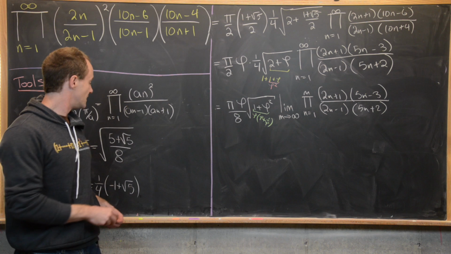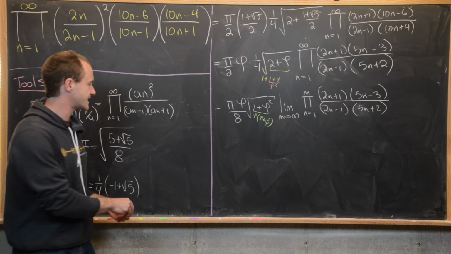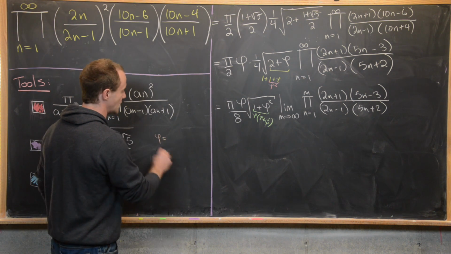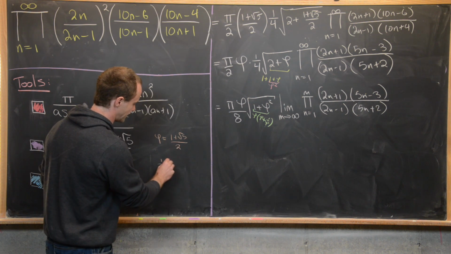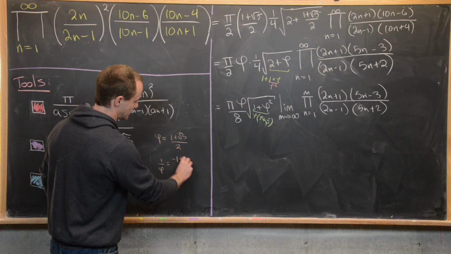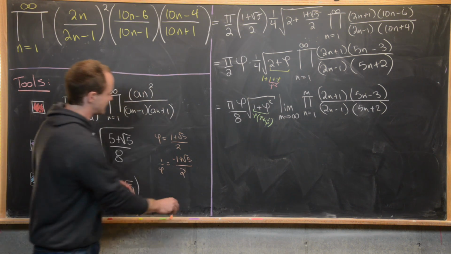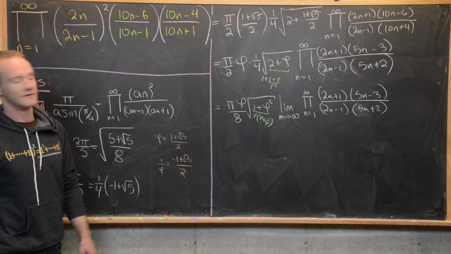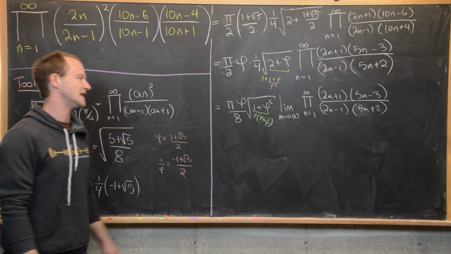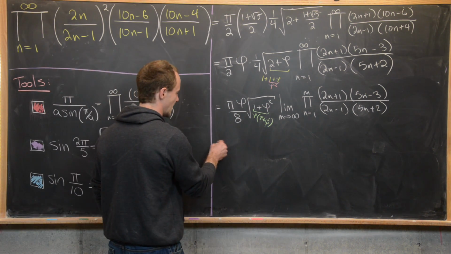Good. And then maybe like over here on the side, we can recall that phi equals 1 plus root 5 over 2, and 1 over phi equals negative 1 plus root 5 over 2. So that means if you add phi and 1 over phi, you're just going to get root 5. So that allows us to simplify the inside of this as well. So let's maybe go ahead and do that.